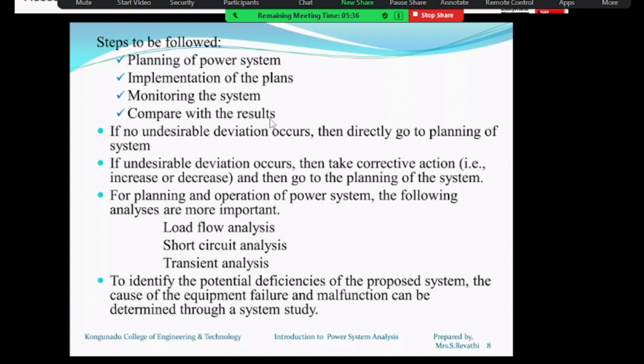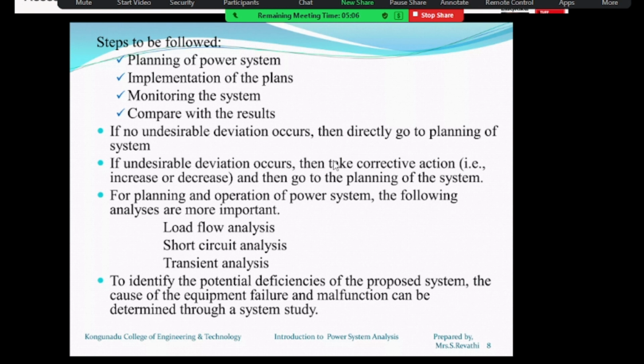Suppose we made the plan for 500 kV generation and we are getting 500 kV, then it's okay. If no undesirable deviation occurs, then directly go with the first planning that we did. If an undesirable deviation occurs, then take corrective action.